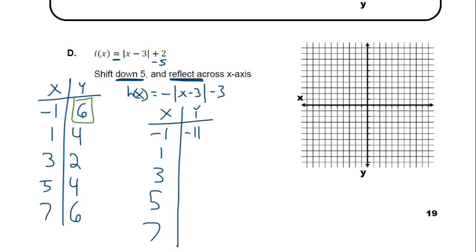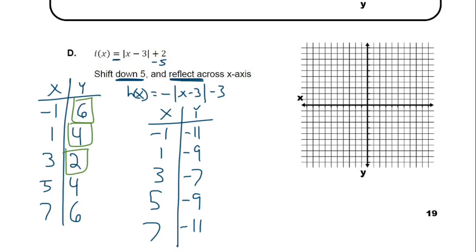Okay? If I take a 4, if I make it negative, that's a negative 4, minus 5, well, that's a negative 9. 2, well, that's negative 2 now, minus 5 is negative 7. And again, we're doing a 4 and a 6, which you'll get negative 9 and negative 11 again.